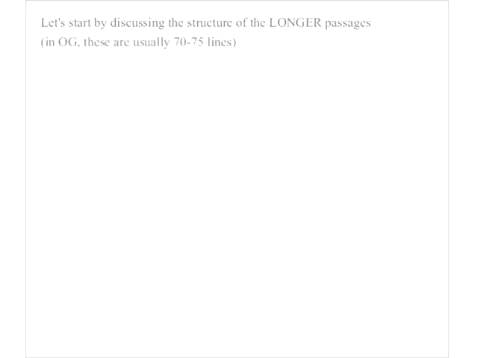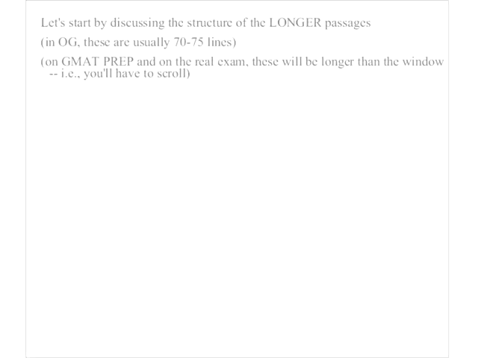Let's start with the structure of the longer passages, because the longer passages are much more consistently and reliably structured than the shorter passages are. In the OG, these are usually around 70 to 75 lines. And then on GMAT Prep and on the real exam, these will be longer than the window. In other words, you have to scroll. So any passage longer than the length of the window, that's what we're talking about right now.